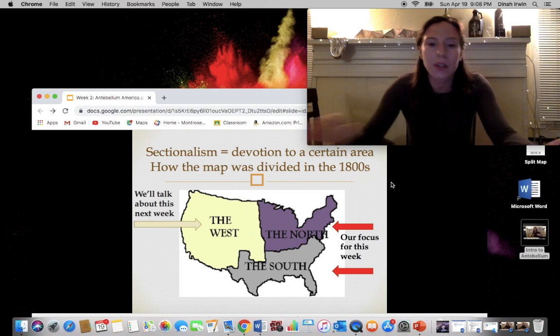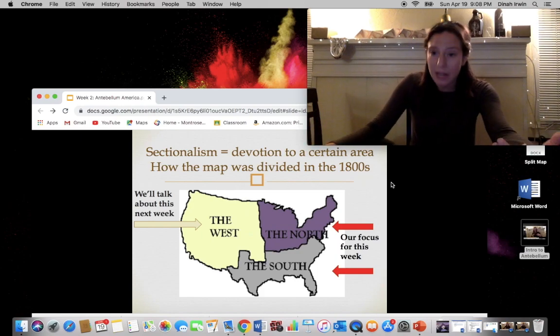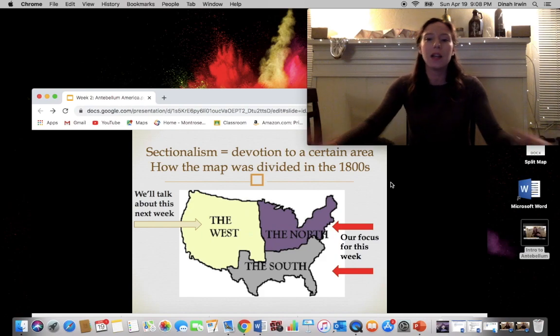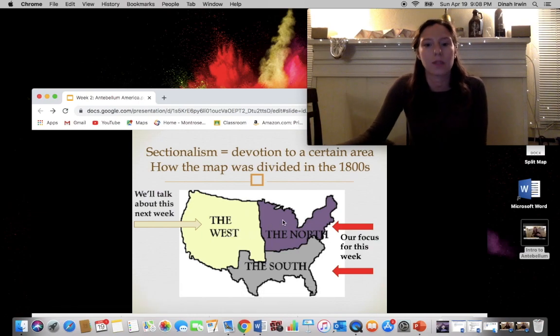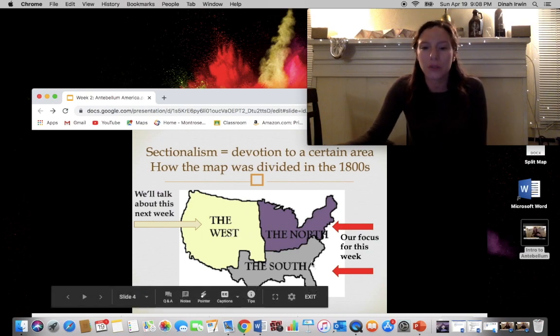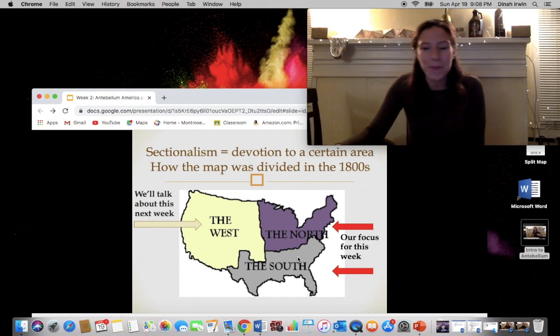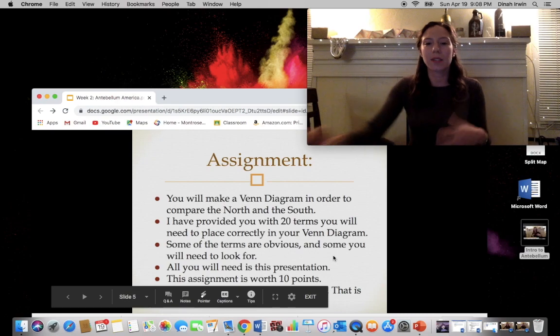So here's our sectionalism map, okay? Sectionalism is devotion to a certain area. Here's the United States, so we're going to be focusing on the North and the South. We're going to focus on the West next week, okay? So just the North and the South. Here's our visual. So we're going to look at what was going on up here and what was going on down here, okay?